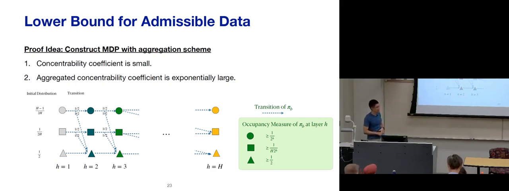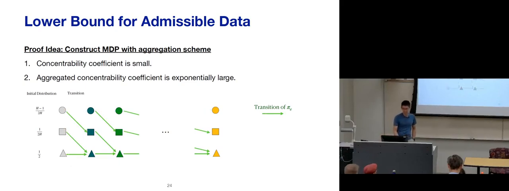Based on these transitions, we can show that the occupancy measure of this policy pi b has the following upper bounds and the following lower bounds. You can remember these three numbers, as they will be used later.